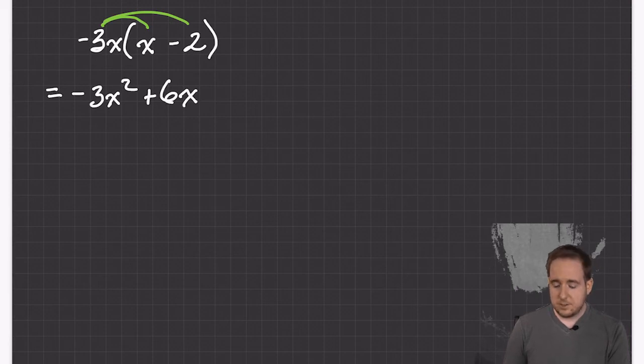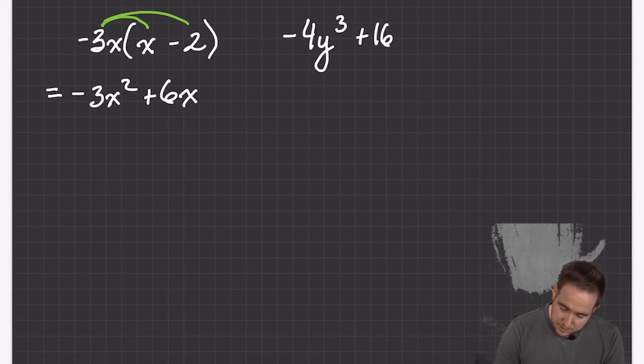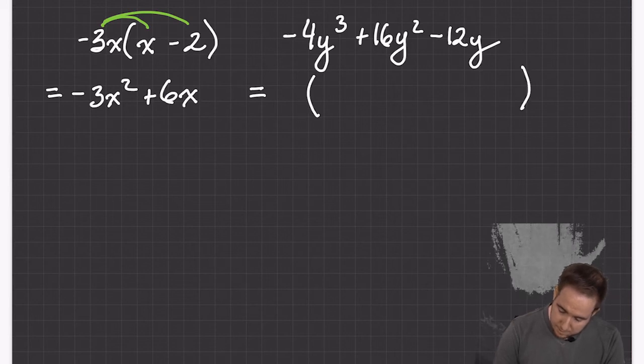So if you find yourself in the situation you're looking at what you can pull out, if you are factoring something like negative 4y cubed plus 16y squared minus 12y. I will have brackets. I will have 3 things.